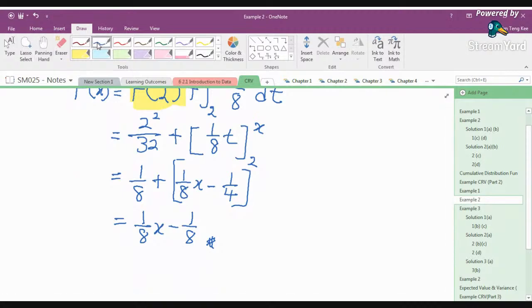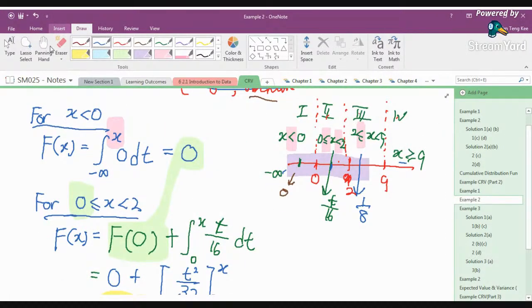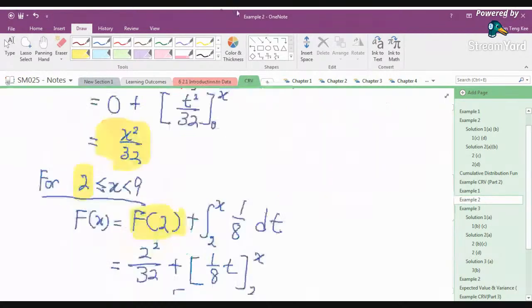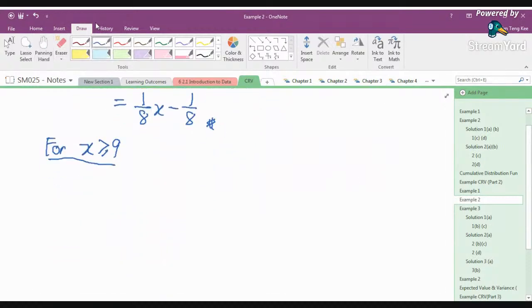And then lastly, we have our last interval, from the last interval, which corresponds to my x value being greater than or equal to 9. The last part here, x greater than or equal to 9. And let's see what we will obtain. So proceed. How we calculate this cumulative here is that, again, we have F(x) equals to F bracket plus an integral, dt.